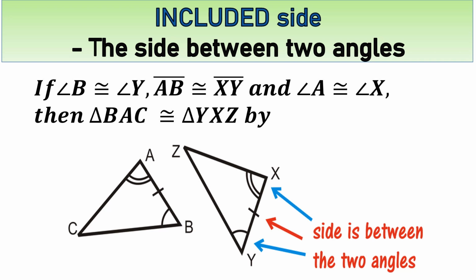If you're going to observe the two triangles, we can see a side in between two angles. That's why the two triangles are congruent by angle-side-angle postulate, or ASA. Let's proceed with the fourth postulate, or theorem.